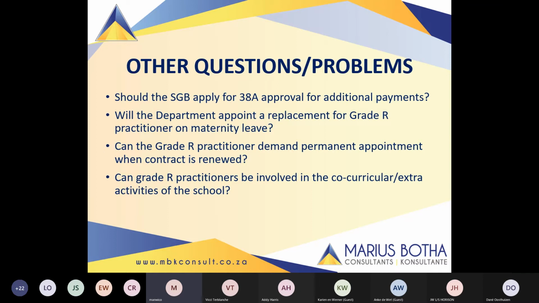I think it cannot be unilaterally done in the term of contract, but when a new contract is offered, obviously, yes, you can. And it's also the SGB's decision to determine whether we are going to pay more money or increase the additional amount above the stipend or not. We must just bear in mind the quintile 1, 2, and 3 schools that are no fee paying schools, their grade R practitioners only get the stipend. They don't get additional money.